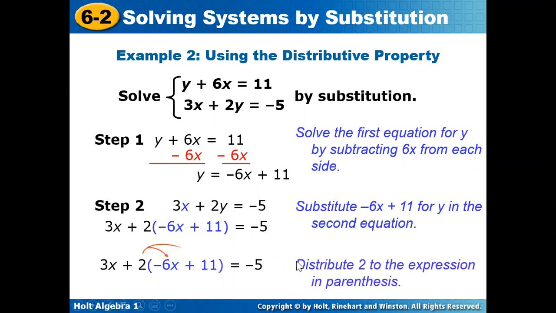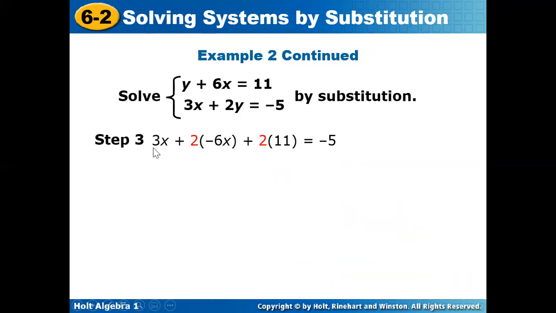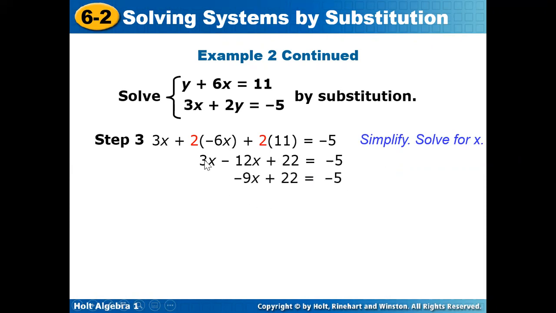So you have to distribute our 2. 3x plus 2 times -6x plus 2 times 11 is equal to -5. Right? So we get 3x minus 12x plus 22 is equal to -5. Continue to simplify, collect our like terms. 3x minus 12x is -9x. -9x plus 22 equals -5.